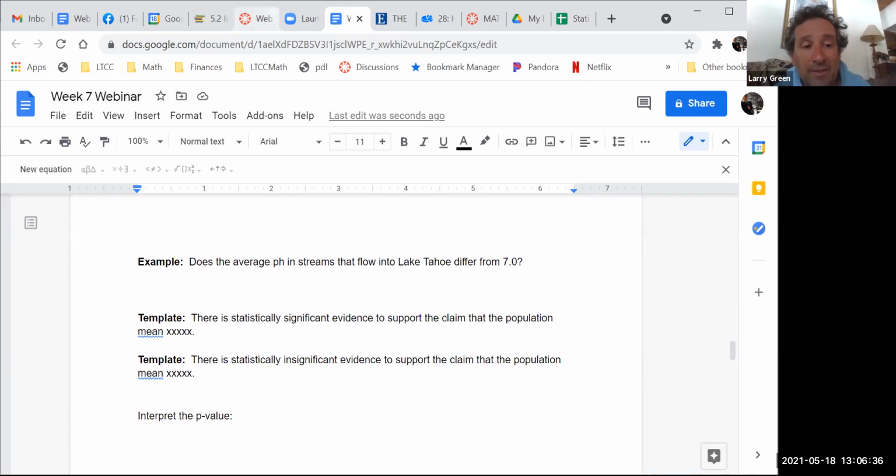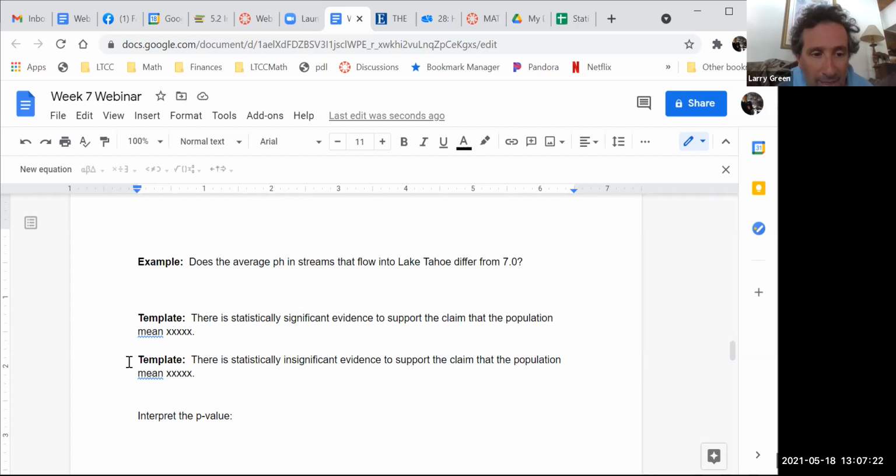Actually, for the example, let me give you templates, just like I did for confidence intervals, because I think that might help you. Okay. And kind of a template for the solution, for the conclusion, is: there is statistically significant evidence to support the claim that the population mean, and then I'm going to write XXXXX. So, for example, the population mean pH in water that flows into Lake Tahoe is not equal to 0.7 or differs from 0.7. Or it might be the population mean amount of fluid that women drink is less than 2.7 liters.